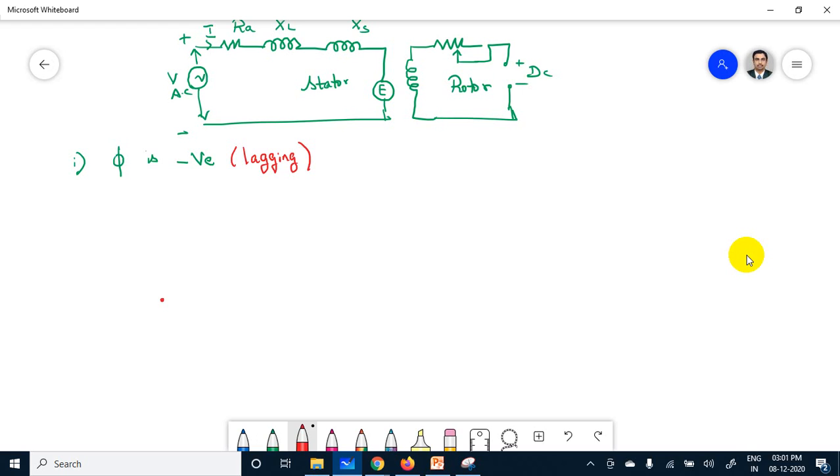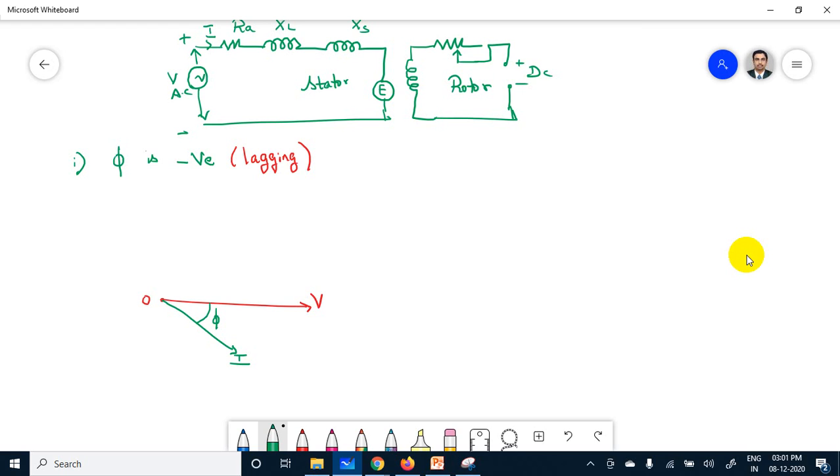First step, this is 0 to V, and the current will be lagging. This is I. So the angle between V and I will be phi. Understand? What is phi? Phi is the angle between voltage and current.